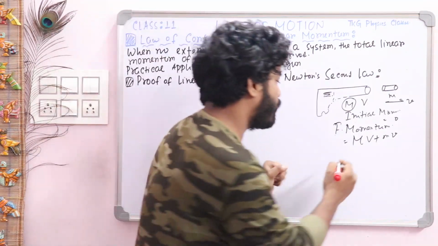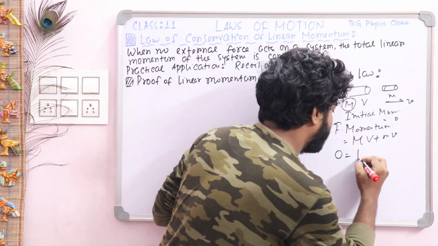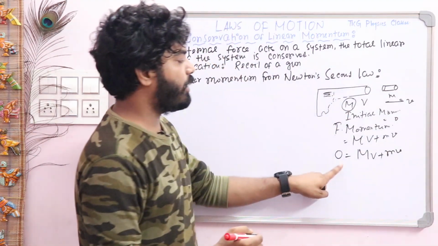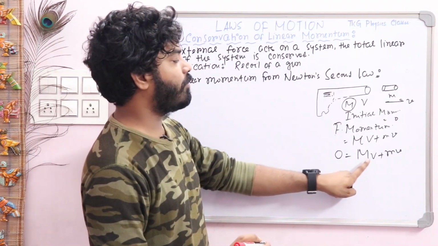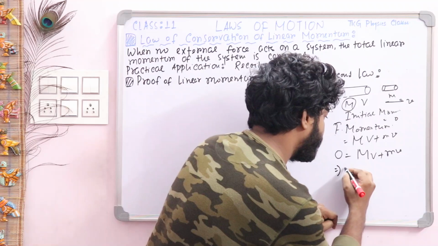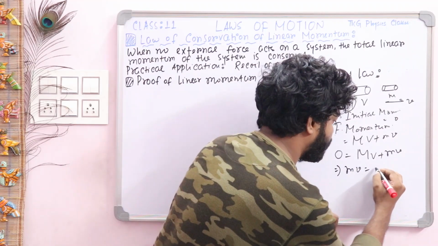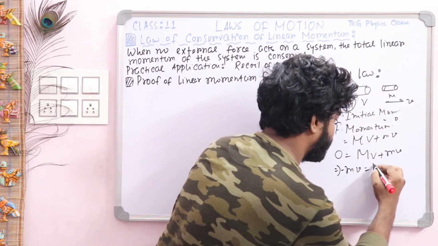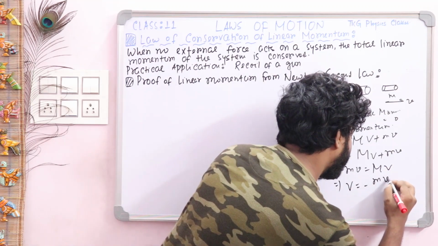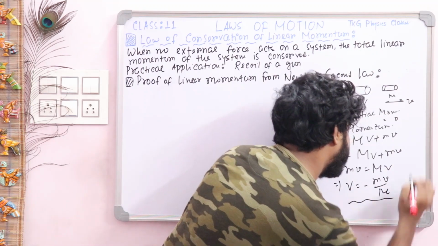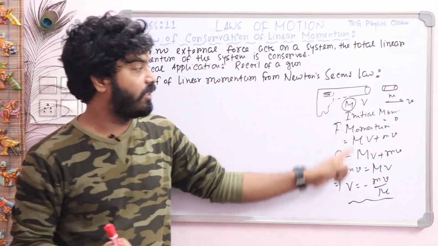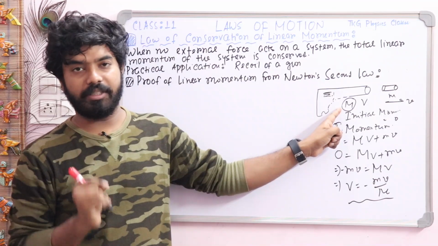Now you observe what happens. Initial momentum is exactly equal to the final momentum. Initial momentum is 0 and final momentum is M capital V plus m into small v. From here you can say MV equals minus mv. From here capital V is equal to minus mv divided by M. This is the expression of capital V, and capital V is the velocity of this gun.